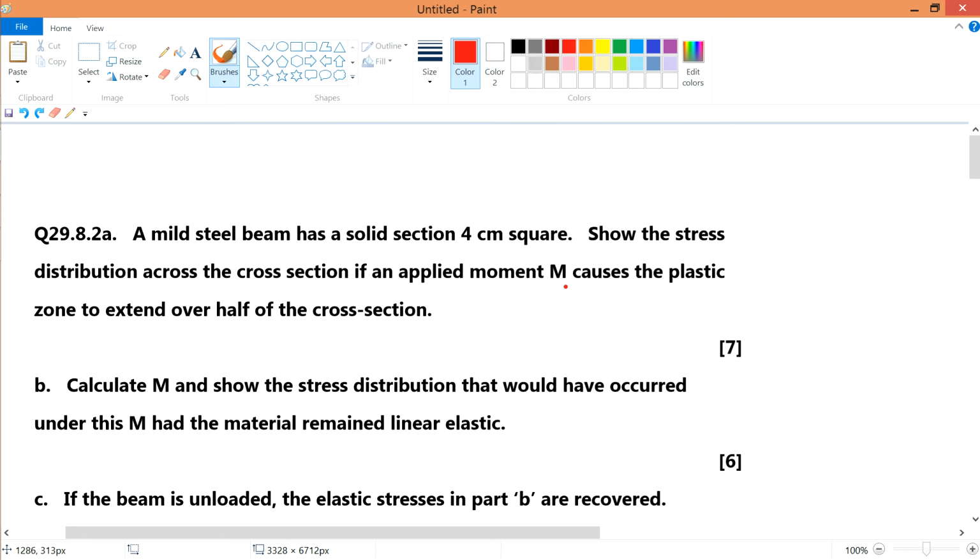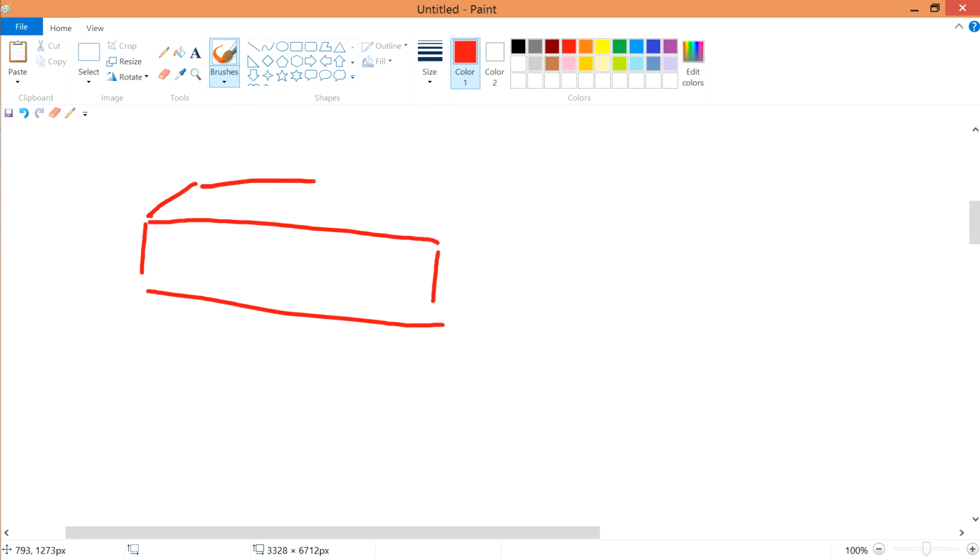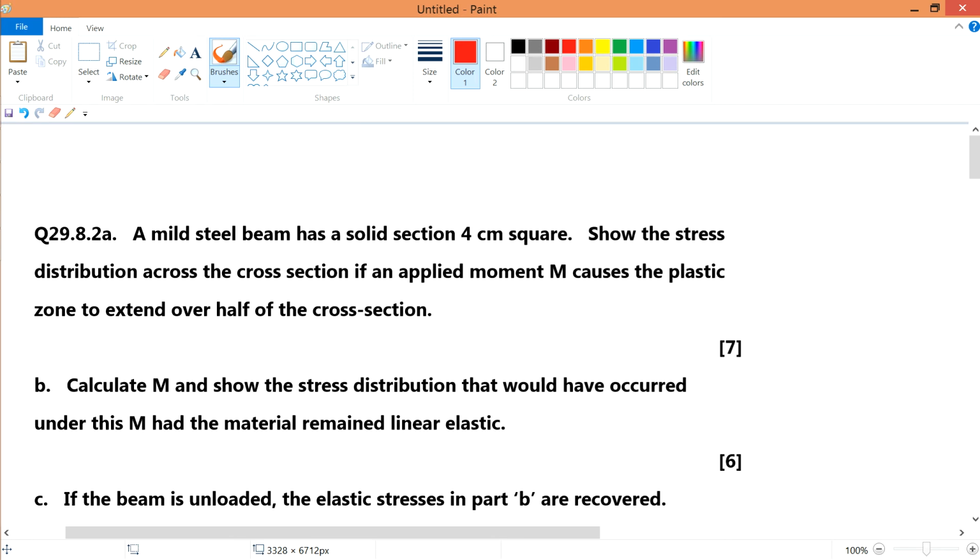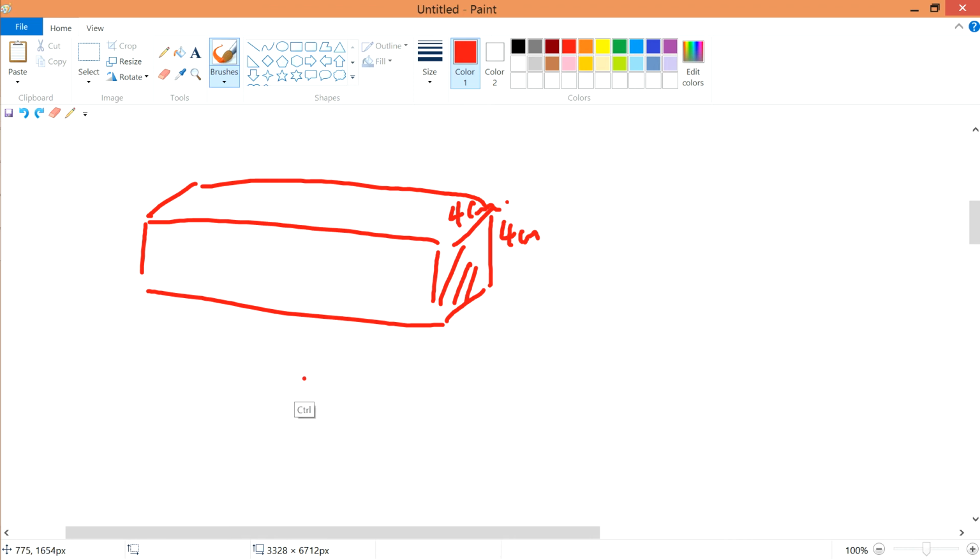So how should we start? We know that a mild steel beam has a solid section of 4 cm square. What this means is that I have a beam over here. Its cross section is 4 cm by 4 cm. You need to know that the mild steel's yield strength is 250 megapascal. Therefore, if I look at this view right now, maybe I should change to a different color. This particular beam over here has a certain, so this is 4 cm. This is 4 cm.